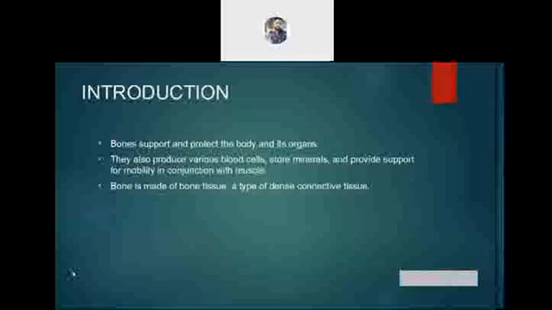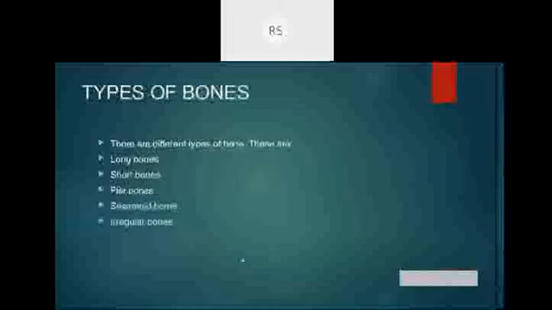I will move to the next point now. Bone is made of bone tissue, and it is a type of dense connective tissue. In this bone we will find a tissue that is a dense connective tissue. Everyone, shall we move to the next slide? Okay.